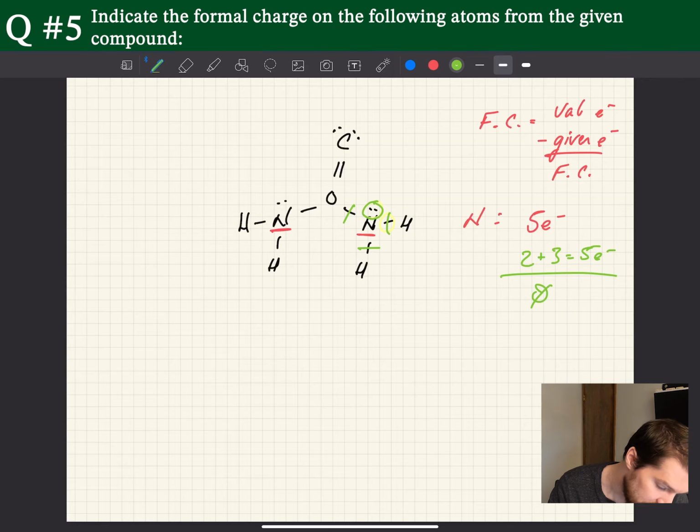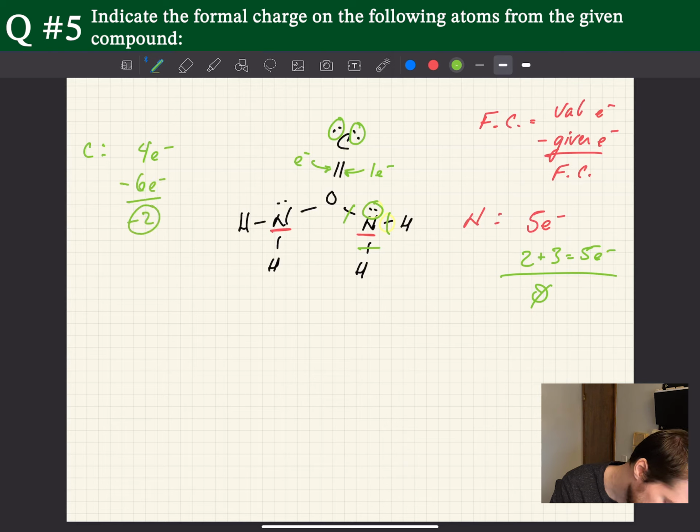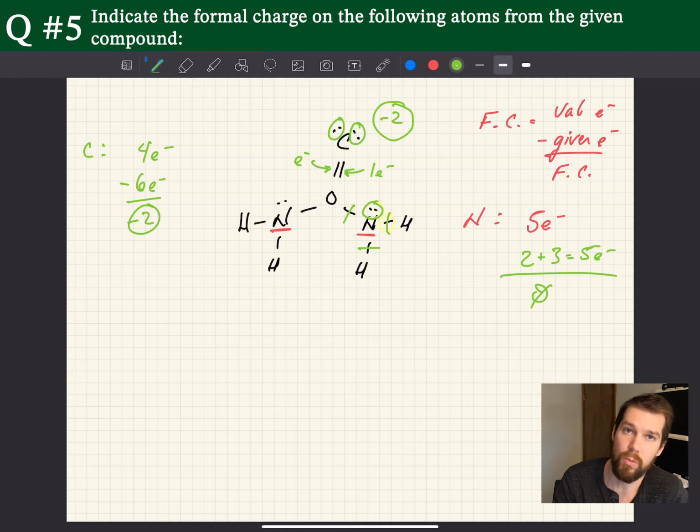Let's look at our oxygen. Sorry, carbon is next. Carbon, it came with 4 electrons because it is in group 4. That's how many valence electrons it has. I gave it 2, 4. That's 1 electron for carbon and another electron for carbon, so that's 6. 4 minus 6, that is a -2 formal charge. And this helps us to see why this particular Lewis structure is so ridiculous. It can't be correct because look at this crazy separation of charges that we're about to have.